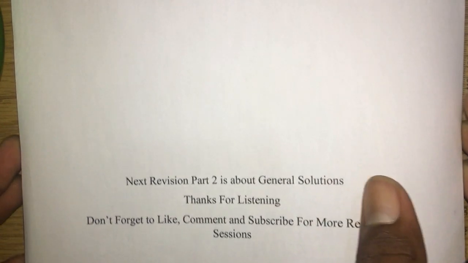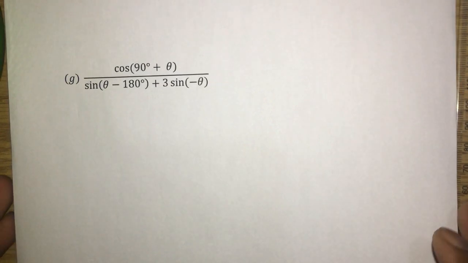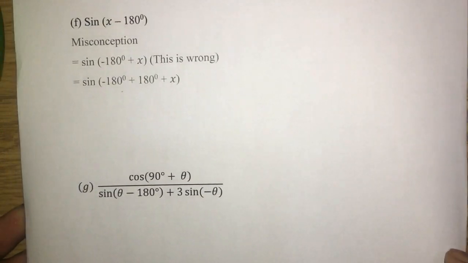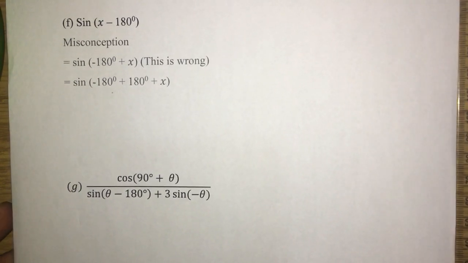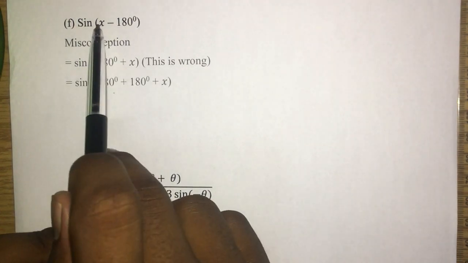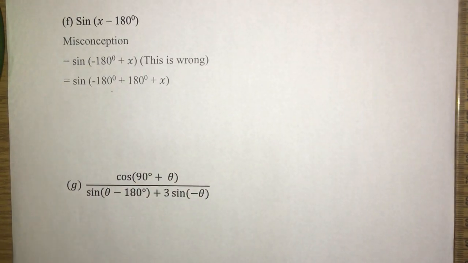Okay, so I hope so far you are understanding what we are doing and everything is making sense. So let's go to F. Let's see F there. F says sine(x minus 180). That is not the arranged manner that I usually know.